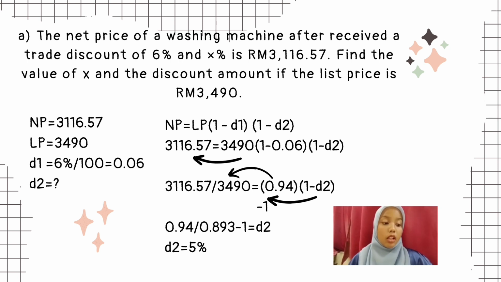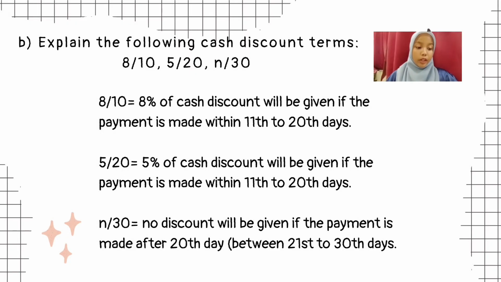Discount amount, you will use LP minus NP. So in order to solve this, the amount of 3,490 minus 3,116.57 cents, you will have 373.43 cents.